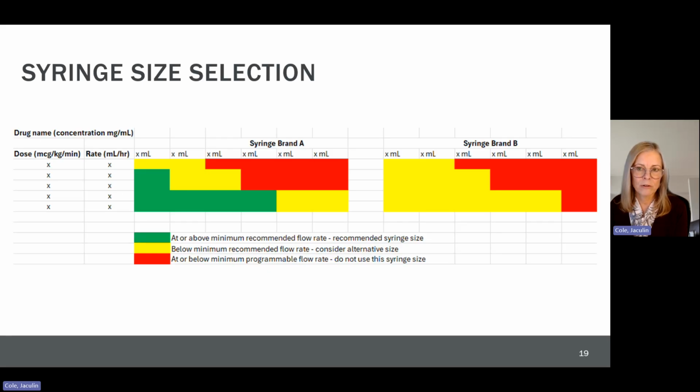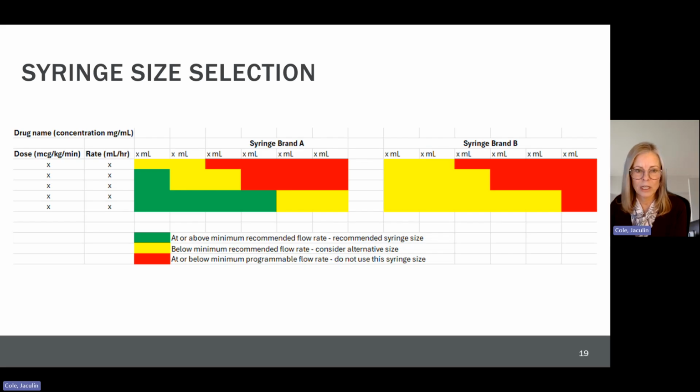You may need to create a chart like this for medication infusions. Here we have a drug at a specific concentration. If you dispense that drug in more than one concentration, you might need to create a chart like this for each concentration. We have the common weight-based doses in the first column, and then the resultant rate in the second column. Then you can construct the chart by using the minimum recommended and minimum programmable flow rates to guide the decision on which syringes are preferred.